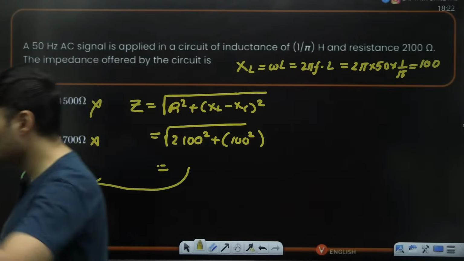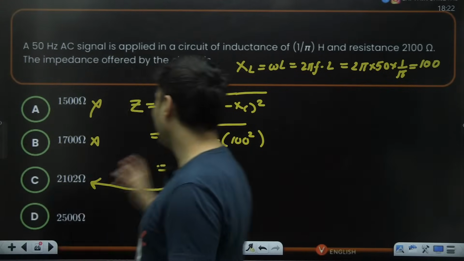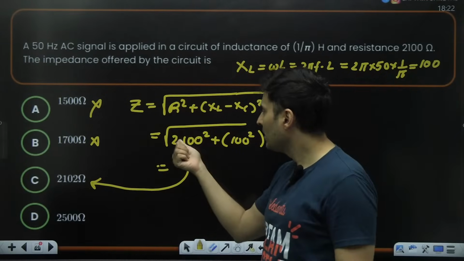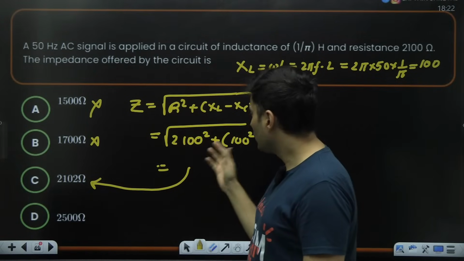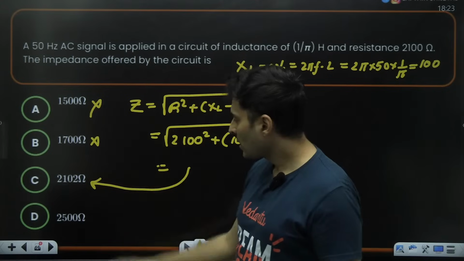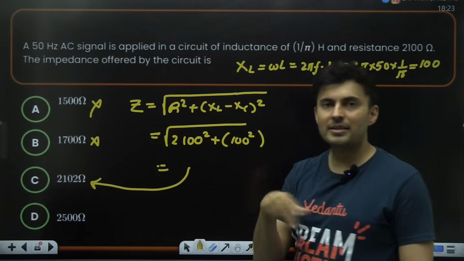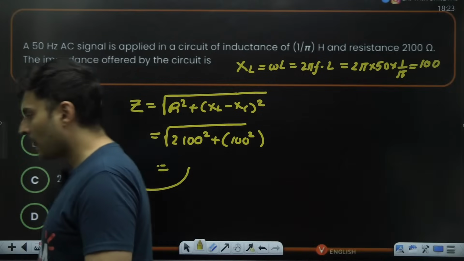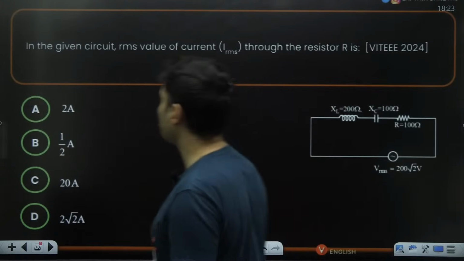Got it? Why is it option C, guys? We don't need the value of the exact root. Just use your brains, common sense. This is 2100 square under the root, so obviously the answer will be more than 2100. This is eliminated. It can't go to 2500 because 100 is very small compared to 2100. Got it? Very good. Let's go to the next question.